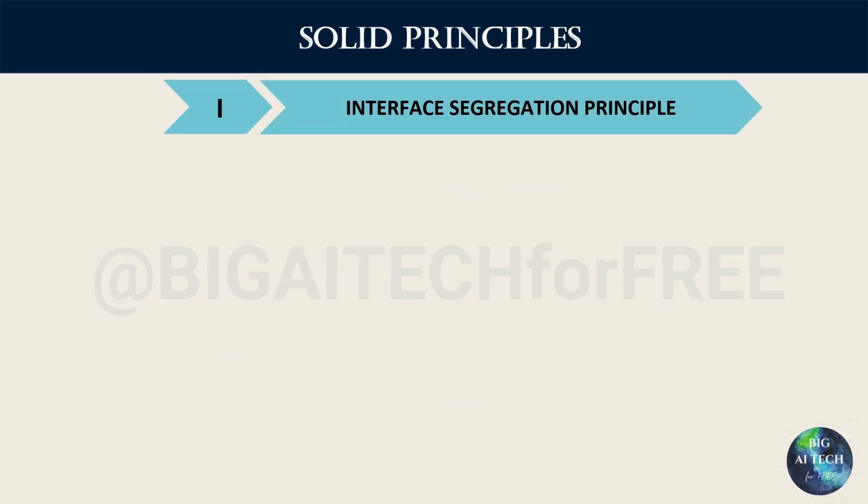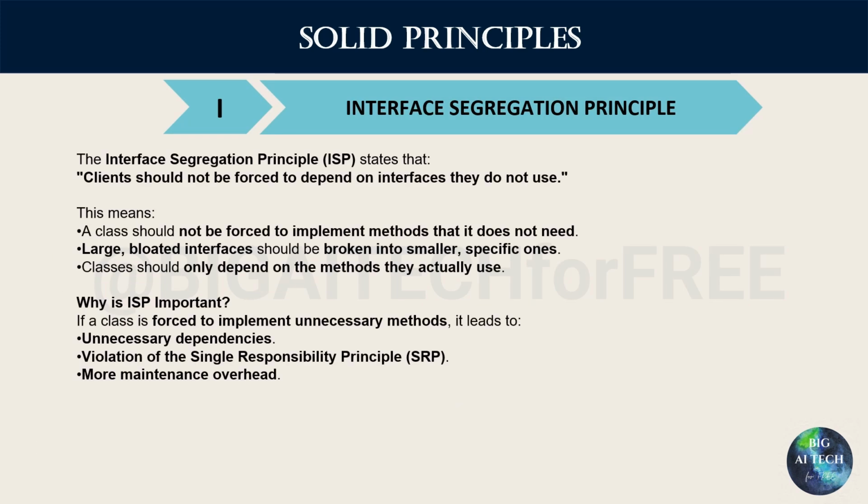Moving on, interface segregation principle. So what does the interface segregation principle state? It says clients should not be forced to depend on interfaces they do not use. This means a class should not be forced to implement methods that it does not need. Large bloated interfaces should be broken into smaller specific ones. Classes should only depend on the methods they actually use.